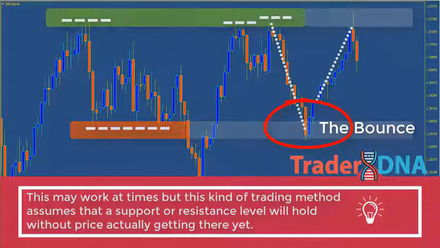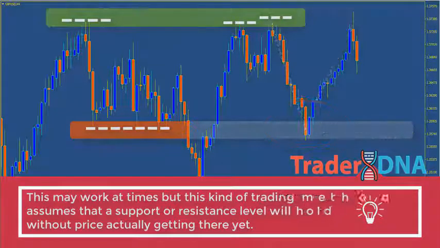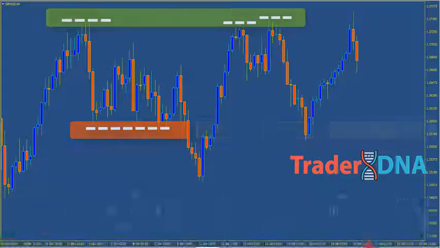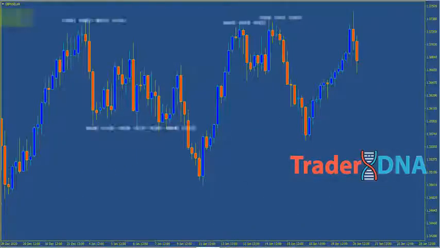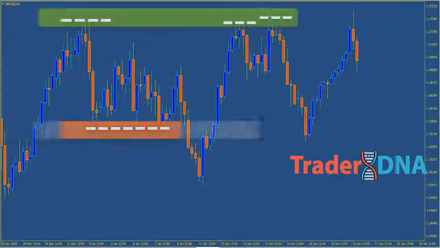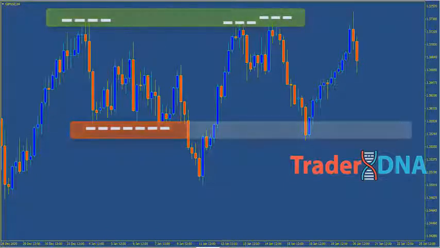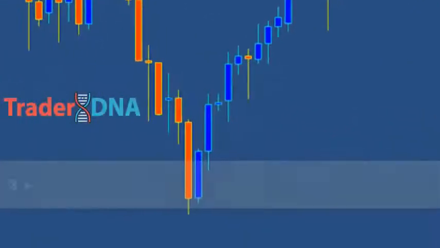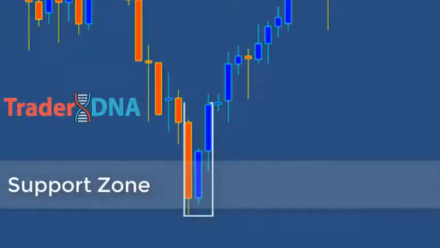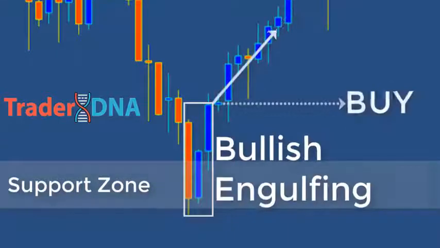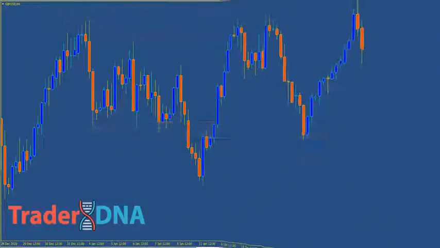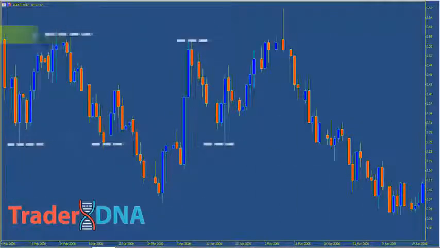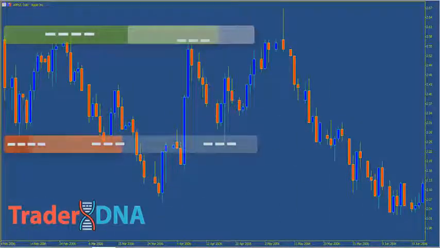You might be thinking, why don't I just set an entry order right on the line? That way, I am assured the best possible price. For example, instead of simply buying right off the bat, we want to wait for it to bounce first before entering. If you've been looking to go long, you want to wait for it to bounce off support before entering. And if you've been looking to go short, you want to wait for it to bounce off resistance before entering.